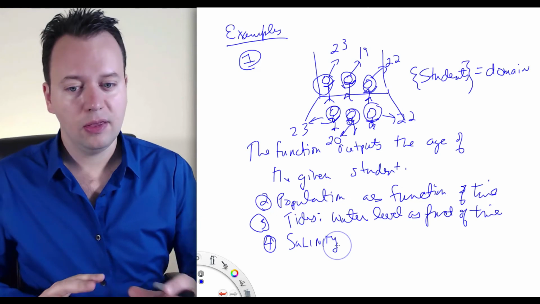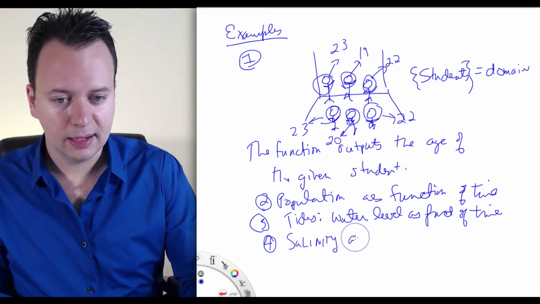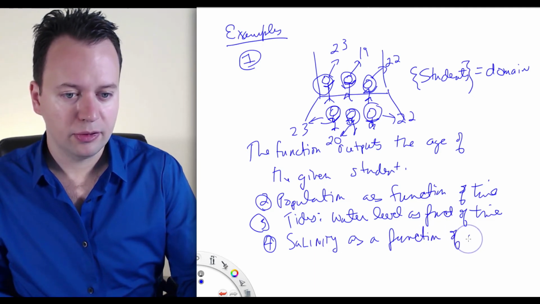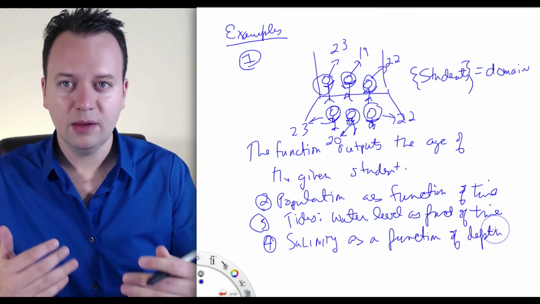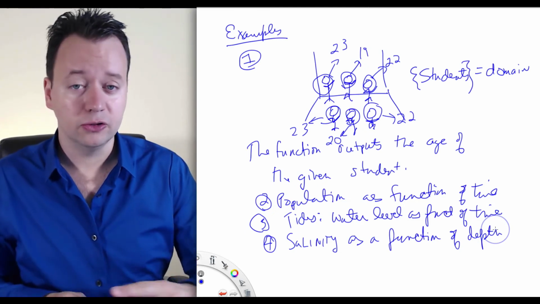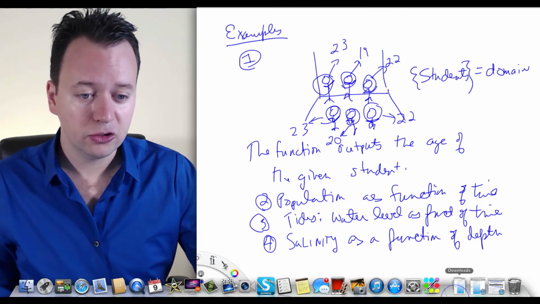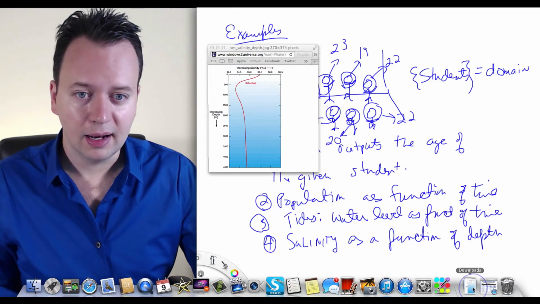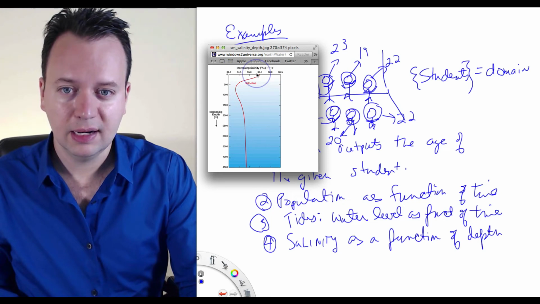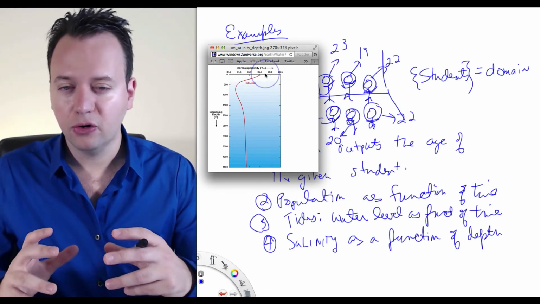So we're looking in the ocean, and we're looking at salinity as a function of depth. So based on how deep you are below the surface of the ocean, you might have a different salt concentration. And this is actually a function that can be described mathematically, and here is a graph of it. So here we see the salinity on the horizontal axis this time. So the standard roles are reversed.